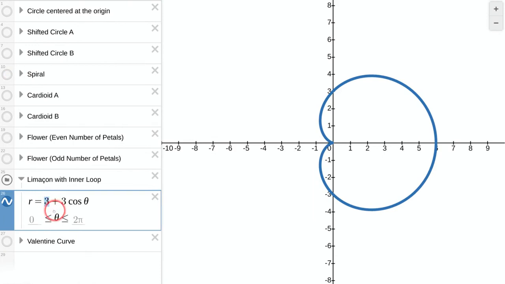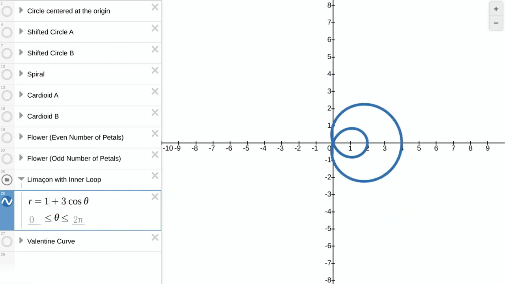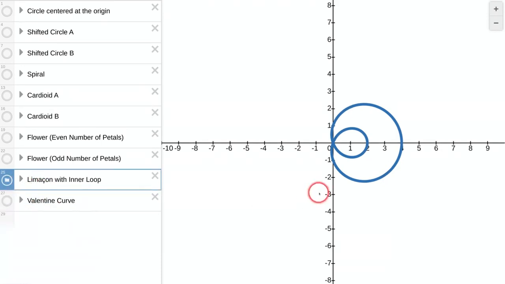Let's say if you just go a larger number like a 4, then see that there are no more inner loops when this constant right here is greater than the coefficient of the cosine function. Okay, let's just go back to this. So that's another common one that you will see in calculus class. And then lastly, it's something that you won't see in your calculus class, but it's nice.